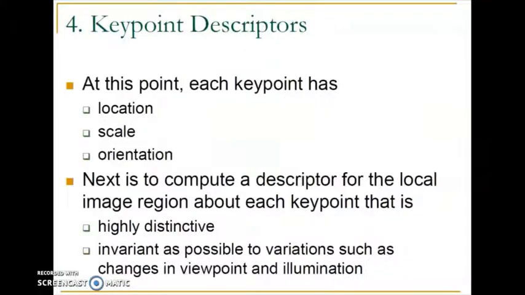Now the next step is that we need to find the key point descriptors. So at this point we have each and every key point, and we have its location, its scale and its orientation, and the next step is to compute a descriptor for the local image region about each key point, that is number 1, highly distinctive, and number 2, invariant to as many possible variations as the changes in the viewpoint and illumination. So this is our objective function now.